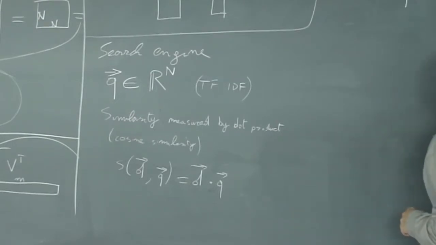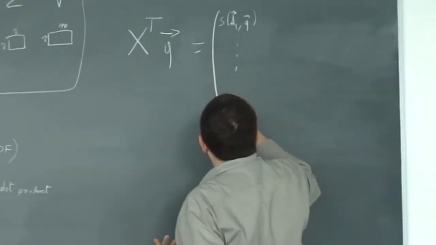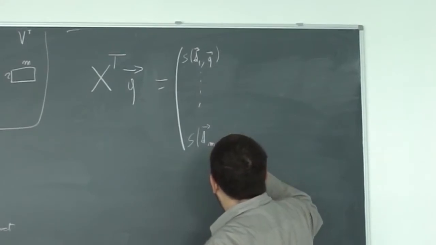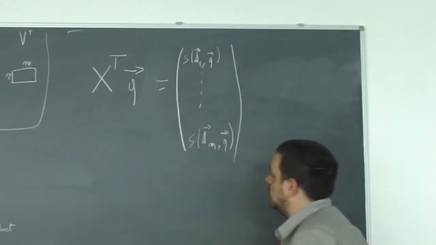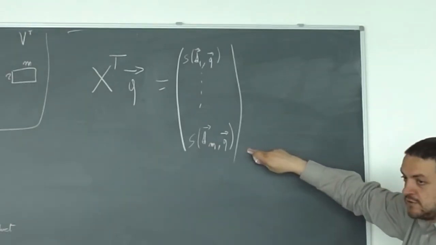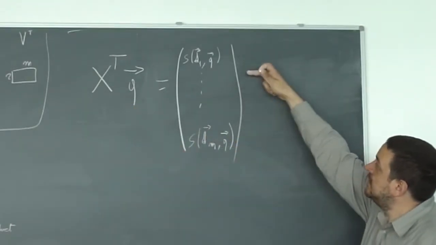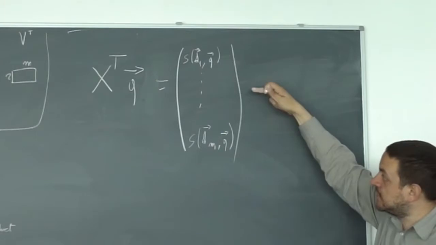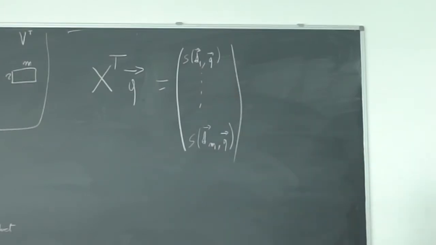So this yields exactly the vector containing the similarity between document 1 and query Q, down to the similarity between document M and our query Q. After we have computed all similarities by this matrix product, we only need to get the top 5 values here, and the corresponding documents are the ones that are most similar to our query.